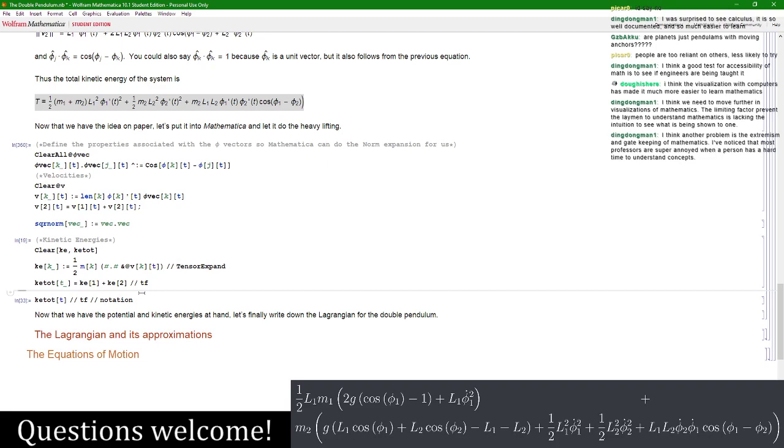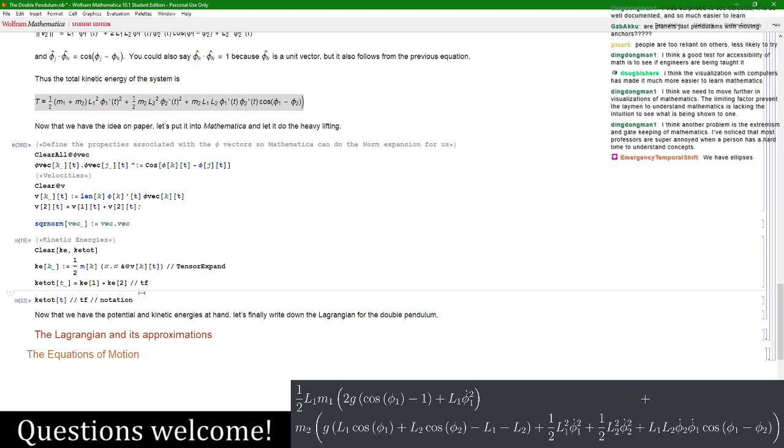So let's see. So we'll document it. So GZB, are planets just pendulums with moving anchors? Yes. But also, the other masses on the pendulum can affect the above masses. But that's true on the double pendulum. The position and the velocity of, say, the second mass very much does affect that of the first mass. I'm gonna say yes, GZB, if you squint at it.